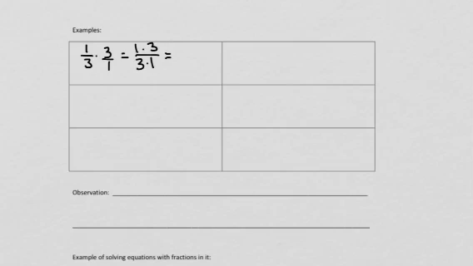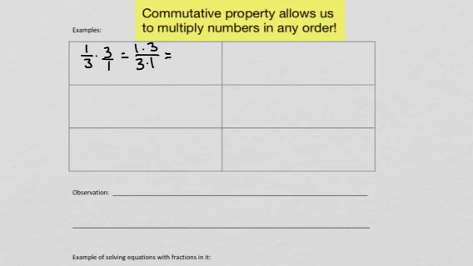Then I'm going to use the commutative property, which allows us to multiply numbers in any order. So we're going to keep the top the same, 1 times 3. But the bottom I'm going to switch the order and I'm going to put 1 times 3. And then now I'm going to see that 3 over 3 is equal to 1. So I get the answer of 1 times 1, which is 1.